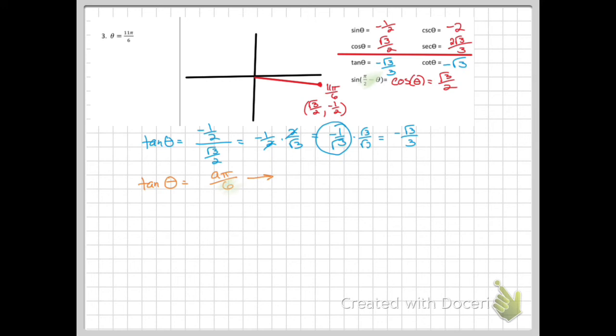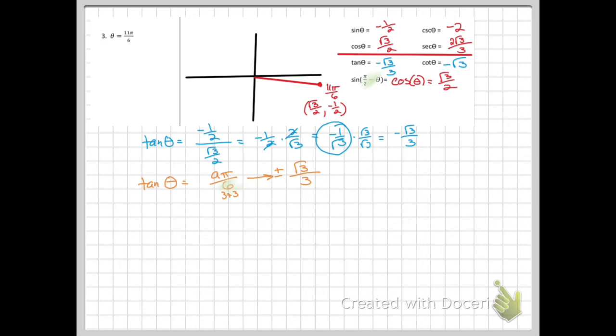6 has 2 3's in it, right? It's 3 plus 3. Again, this is not math. This is just how I remember it. 3 plus 3 is 6. That means the answer is going to have 2 3's in it. The only tangent answer that has 2 3's in it is root 3 over 3. You don't know if it's plus or minus until you look at the graph, and I'll help you on that in a second.